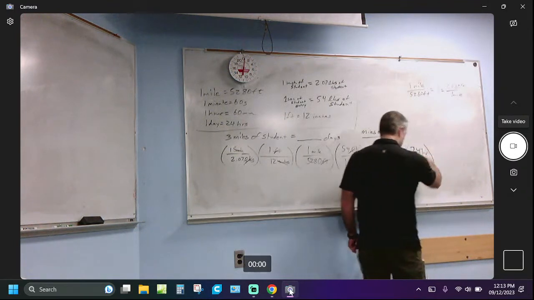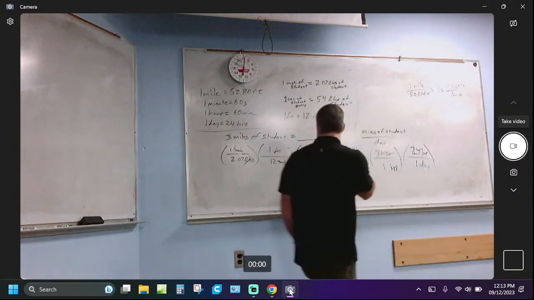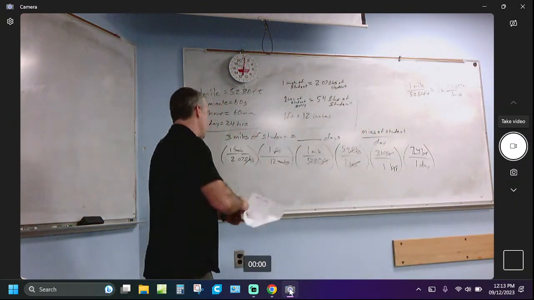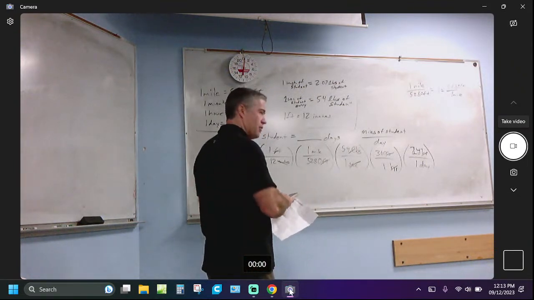Okay, so again, these are equal. I'm just multiplying by 1. I haven't changed anything. But now I have miles per day. And I can just multiply everything across the top and divide by everything.